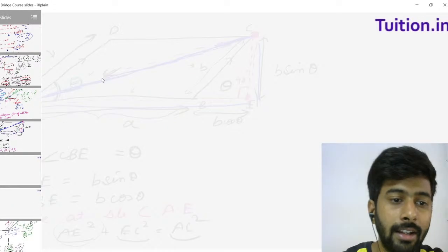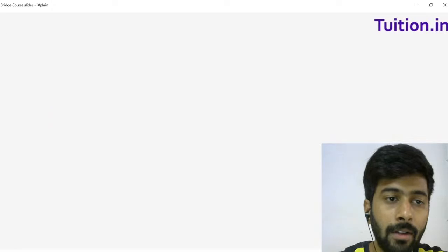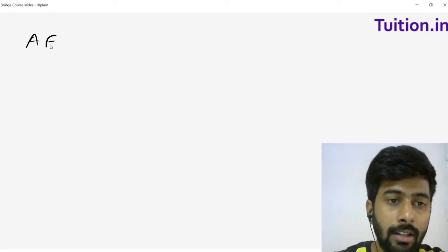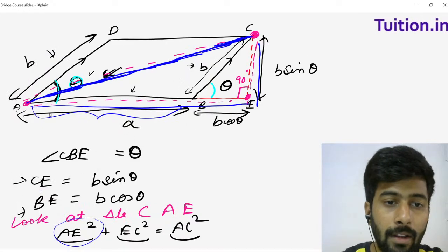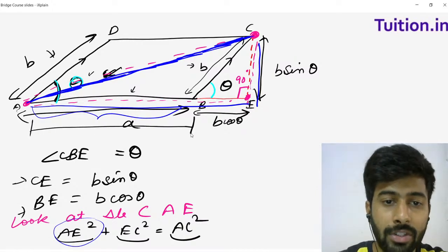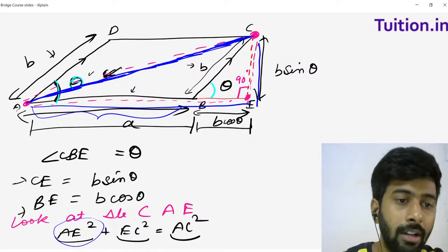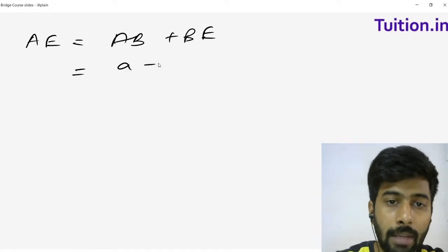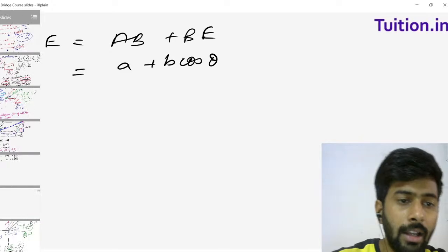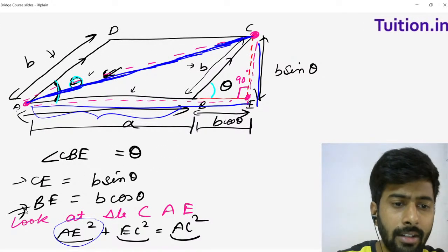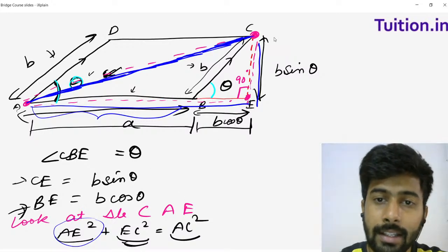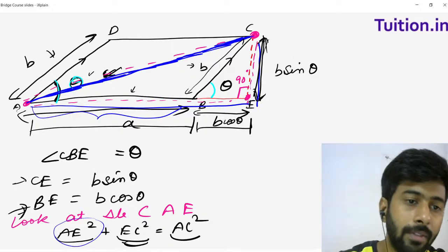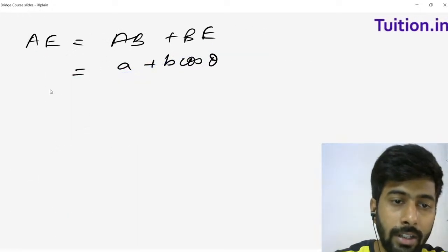Let me go on a different page, it's getting a little shabby here. AE is nothing but AB plus BE. Look at this diagram. This is your AB, which is A, and this is your BE, which is B cos theta. So I'll use that. A plus B cos theta. This is my AB. Sorry, do I know what EC is? EC is directly visible here. It is B sine theta. Simply available. I don't even have to do anything.